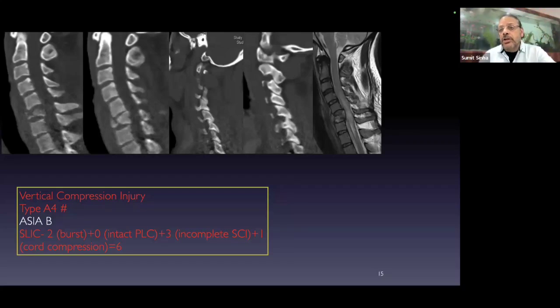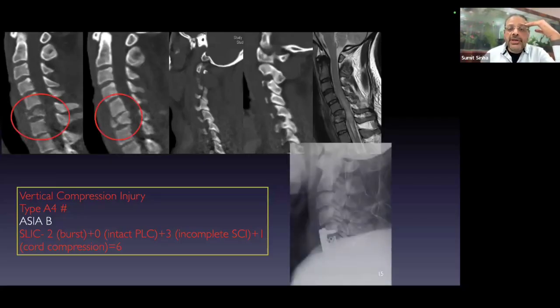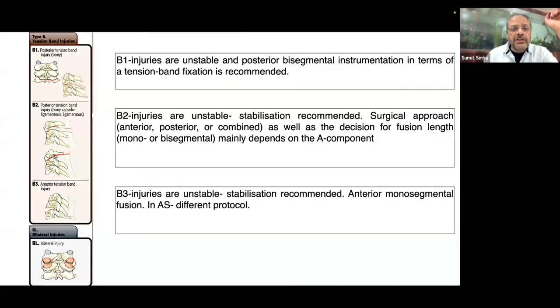So this makes a total SLIC of 6, and therefore anything more than 4 in SLIC has to be surgically treated and fixed. So what I did is I again approached it from the front, because the posterior tension band was okay. There was no need to touch it posteriorly. So I did the corpectomy, applied the cage, and fixed it with the anterior cervical plate. This is the recommended treatment.